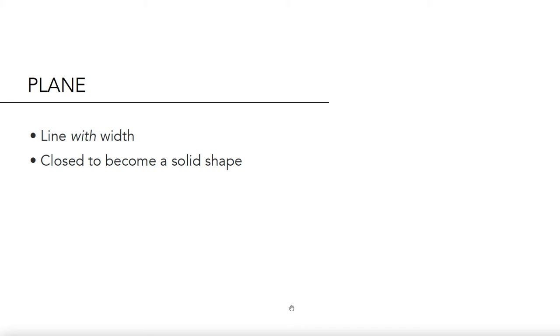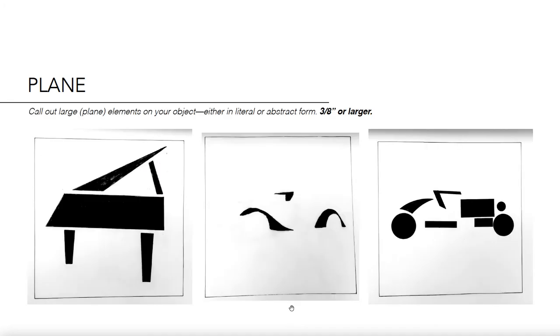So what does a plane look like? These are planes, all right? You're going to be calling out large elements of your object, either in literal or abstract form. This is where that 3/8 of an inch comes into play. So a plane is going to be 3/8 of an inch or larger, right? Because if it was smaller, it would just be a baby-sized point, all right? That's that difference. So this is a piano, obviously not a literal interpretation. This is more of an abstract interpretation.